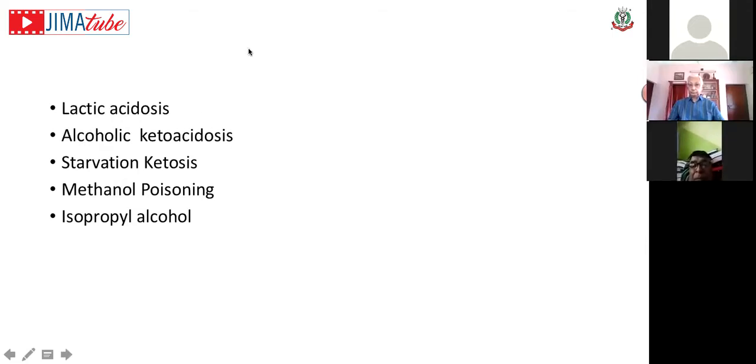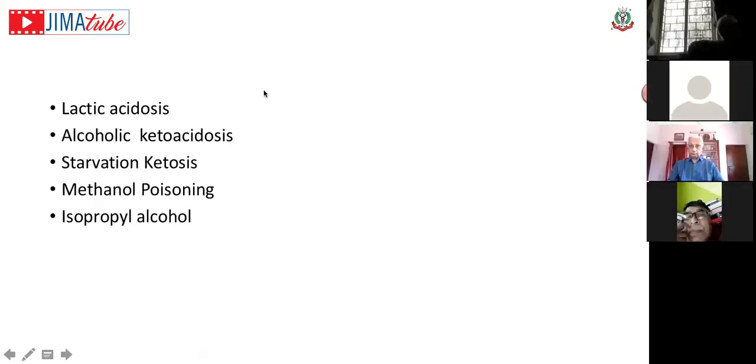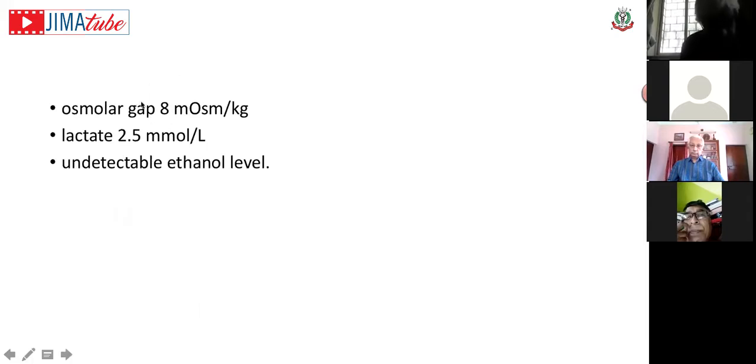What else do we need to know? Anyone? You say lactate, okay, that will exclude lactic acidosis. Anything? Plasma osmolality. Yeah, I think that's the correct answer. Not only plasma osmolality, you have to look at the osmolar gap, because plasma osmolarity will be high in this patient for many reasons, but osmolar gap is important.